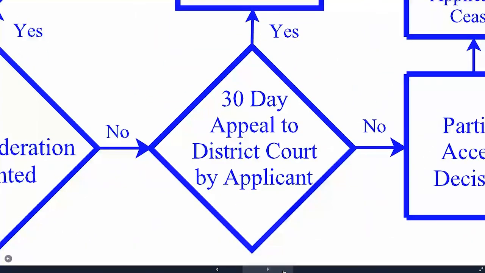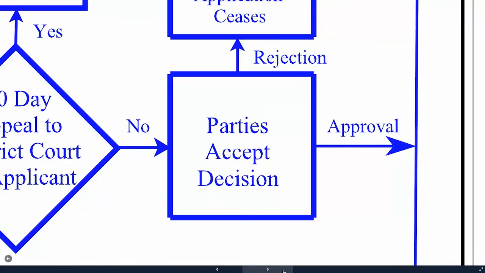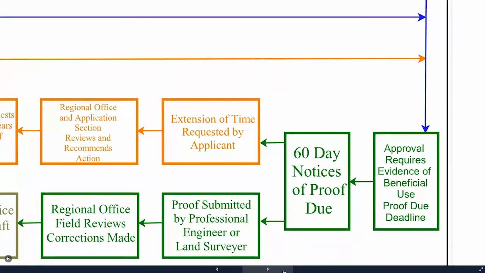If the original order approved or approved with conditions and the reconsideration was not granted and no judicial review was filed, the parties accept the decision. The applicant shall then complete the project as approved and fully place the water to beneficial use within the time limit established in the order of the state engineer. Part 3 of this video series will cover completing and proving the project is complete.